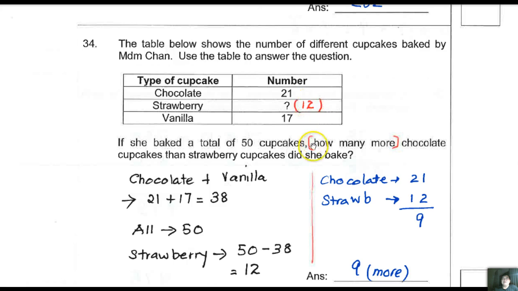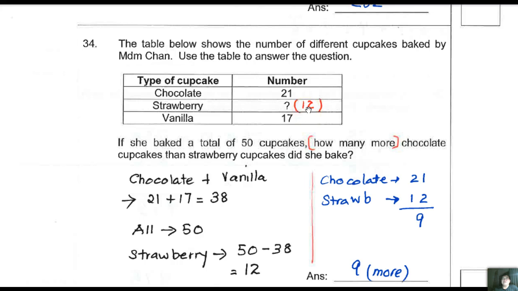Next. Over here, first of all, find the difference. It says a total of 50 cupcakes. It means chocolate, strawberry, vanilla, all added together is 50. To find this question mark here, take 50 away 21 and 17, left with 38. Then 50 minus 38 is 12. The answer here is 12.